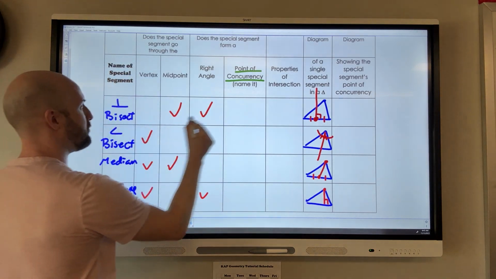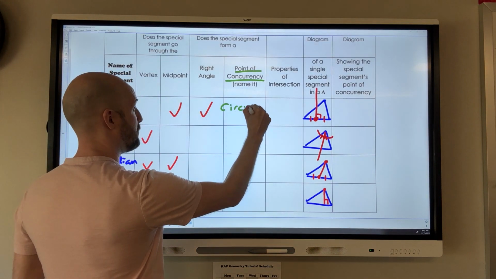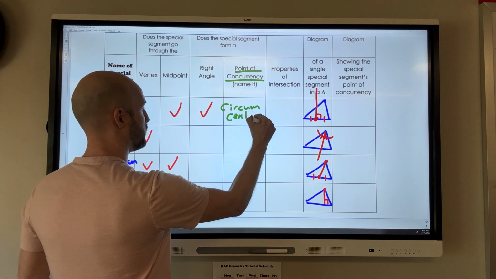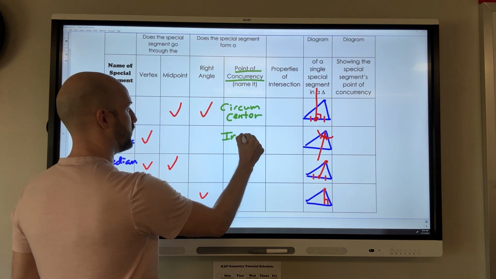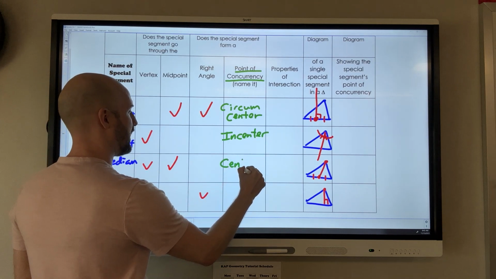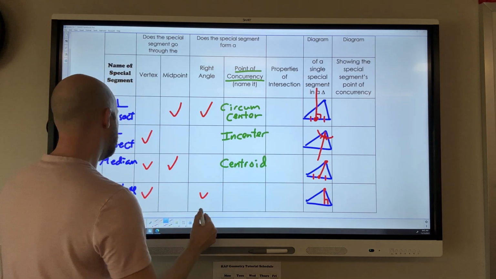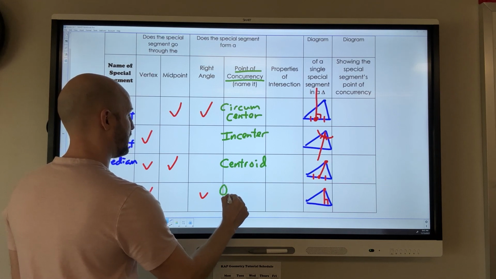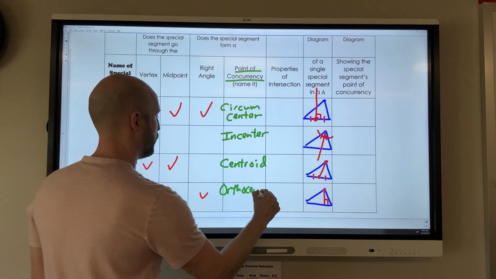And so perpendicular bisector is called the circumcenter. The angle bisectors were called the incenter. The medians met at the centroid, and the altitudes met at the orthocenter.